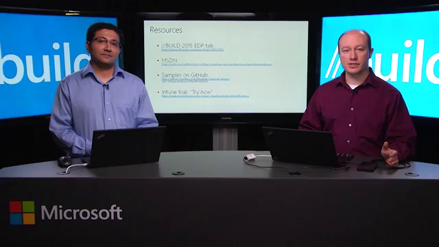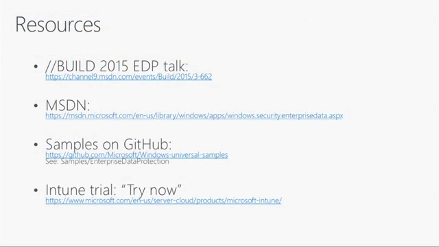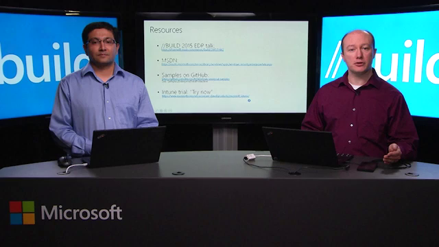So here are some resources for you to check out. There's the Build talk that I gave last year that gives a little bit more background, and you can see a longer list of the APIs. You can go straight to the APIs themselves on MSDN. We have samples on GitHub, and you should look for the enterprise data protection samples. And finally, go and get an Intune trial so that you can set your policy up like I just did.